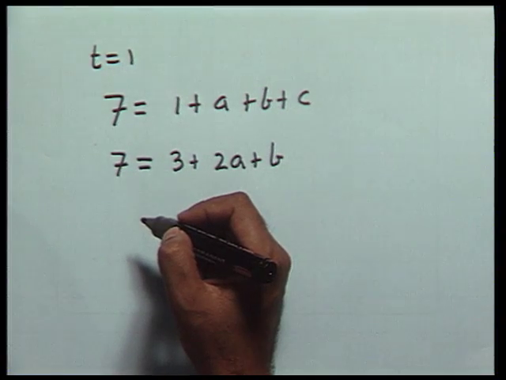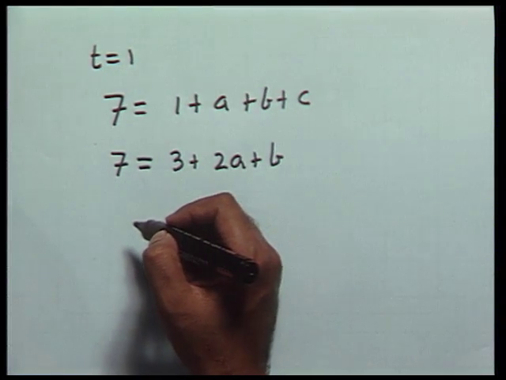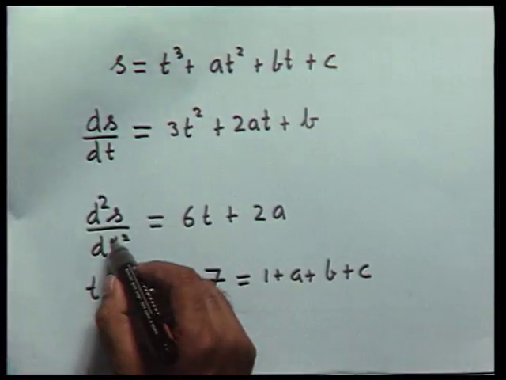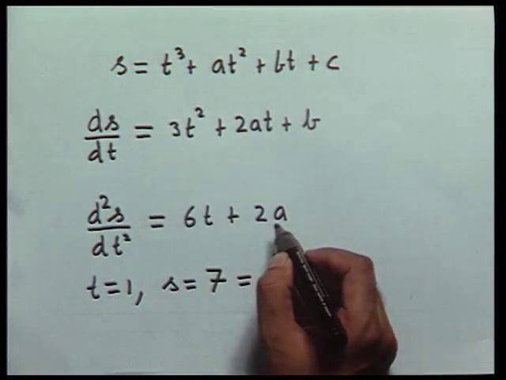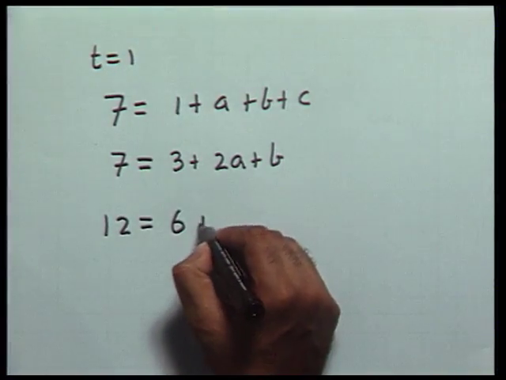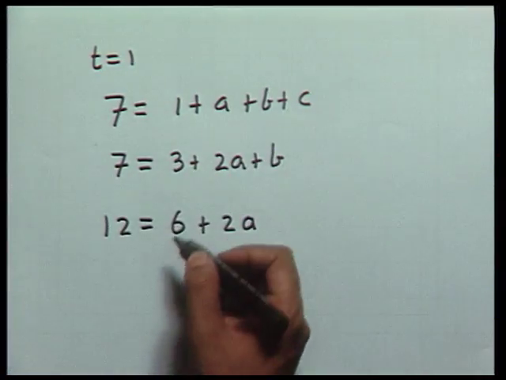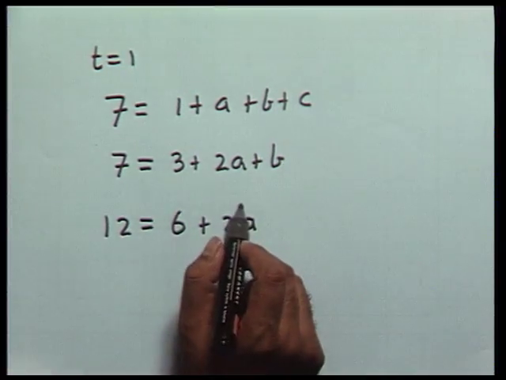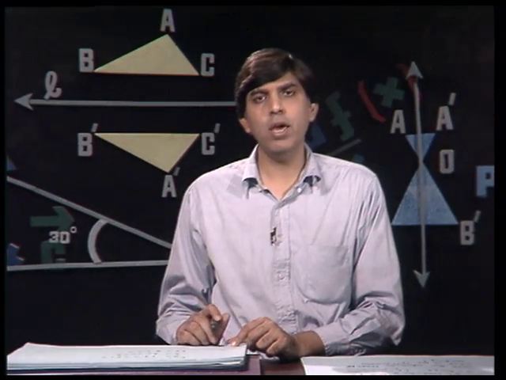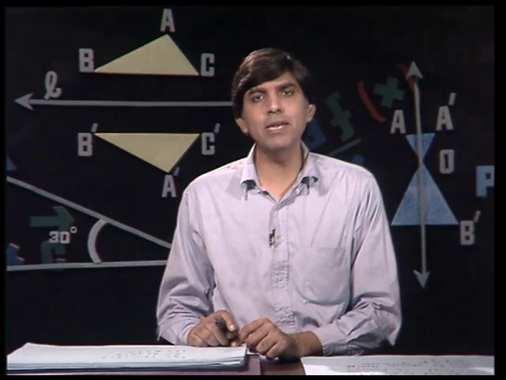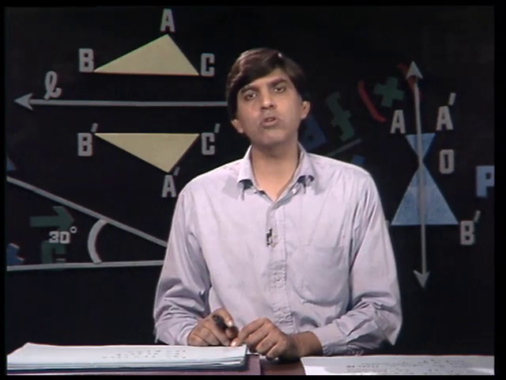I am also told that the acceleration at time t equal to 1 is 12. So, I find 12 would be equal to, from this expression, 6 into 1 plus 2a, 6 plus 2a. We are required to find A, B, C. We have 3 equations in 3 unknowns, and I am sure you will be able to solve these equations and find the values of A, B and C from here. So, we put our knowledge of derivatives over here to find these constants A, B, C, and that would give us completely the knowledge of the motion of this object or particle that we were discussing.